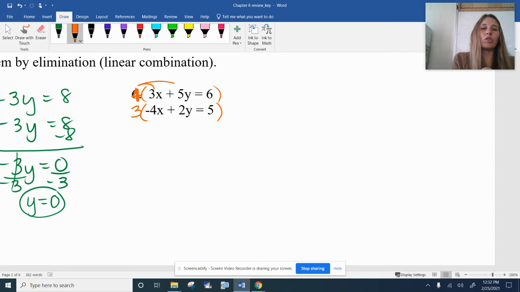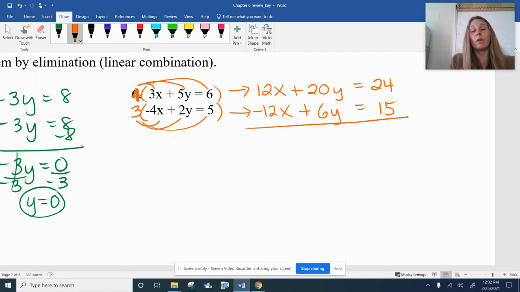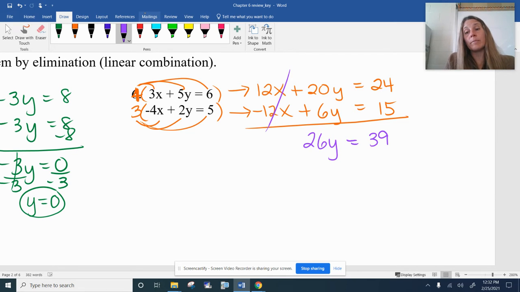So the first equation, I'm distributing this 4. That's going to give me positive 12x plus 20y equals 24. Then the second equation, I'm distributing a positive 3, which gives me negative 12x, positive 6y, and 15. Now I can add up my two equations. Notice the x's, I have a positive and a negative, they're going to cancel. 20 plus 6 is 26y, 24 and 15 is 39.